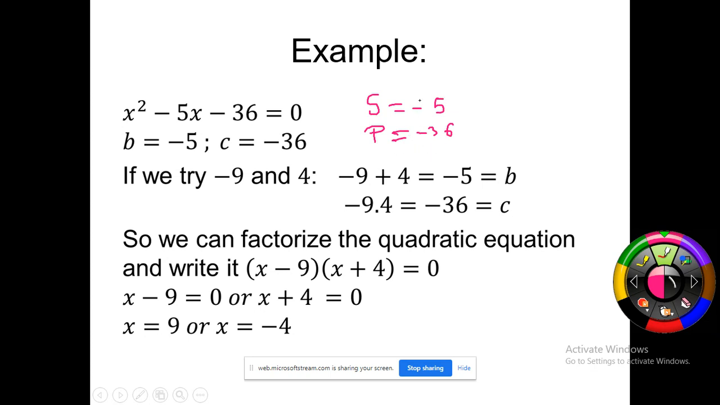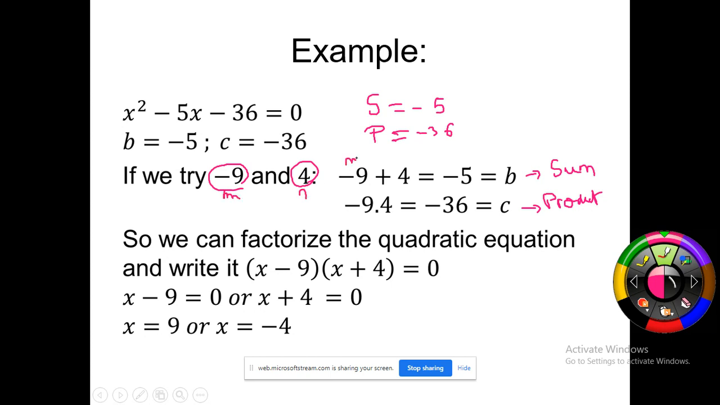First, when you see that the sum and the product are both negative, it means one number is positive and one is negative. So if I try minus 9 and 4, minus 9 plus 4 gives me minus 5, so my sum is like b. Now minus 9 times 4 is minus 36, so my product is minus 36. That's why we call it sum and product. This is my m, and this is n.